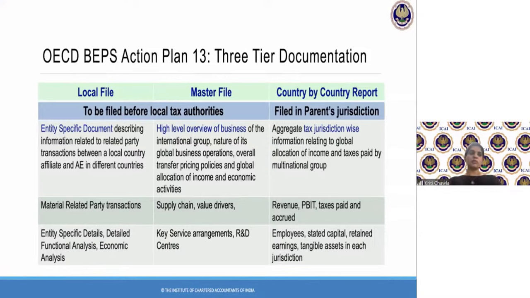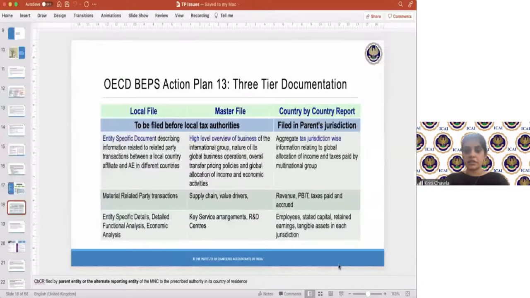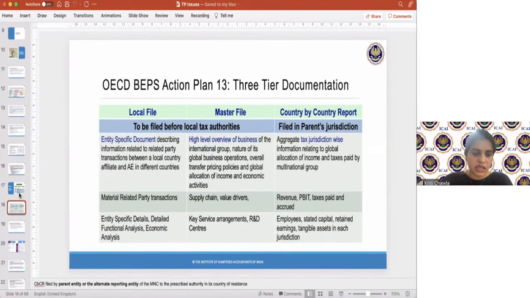So if you look at the three-tier documentation structure, I understand that it's very elaborate, but at least the problems of tax avoidance, or the problem of what if one entity is not filing information in a jurisdiction, or what if there is a discrepancy between what the Indian entity is reporting and what the USA entity is reporting, that is nullified because of the requirement of CBCR. So that is basically the concept of CBCR.